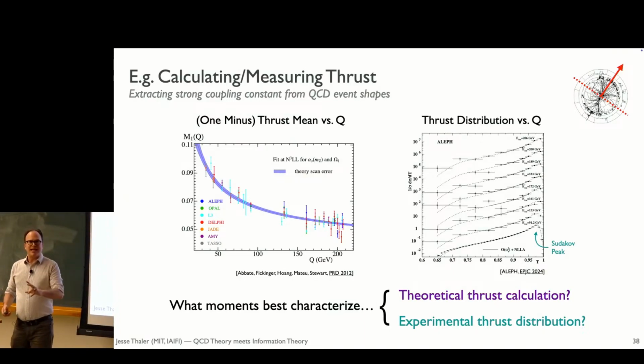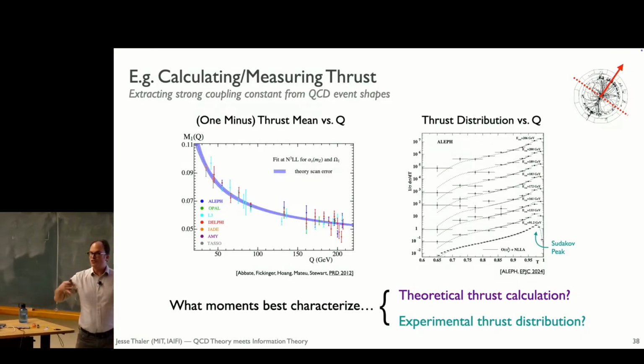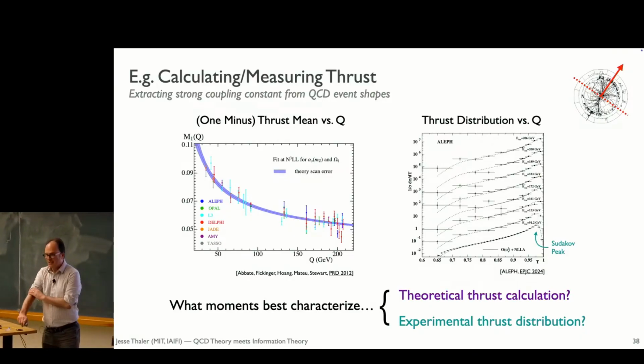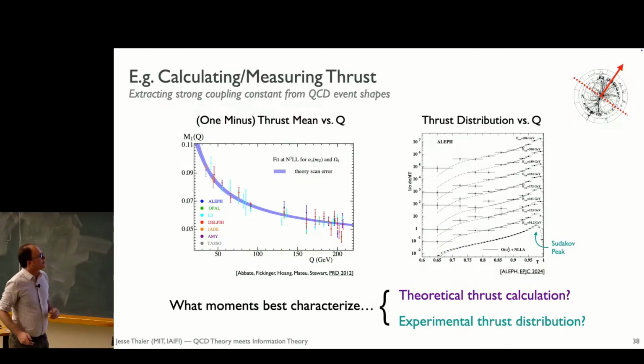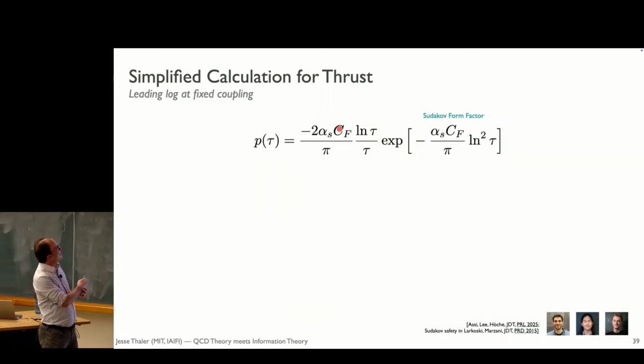So to do this, as I mentioned already, we're going to talk about logarithmic moments. I want to show you what a logarithmic moment calculation looks like. You'll just have to trust me that this calculation is a particular limit of QCD, and this is the probability distribution as a function of the strong coupling constant.